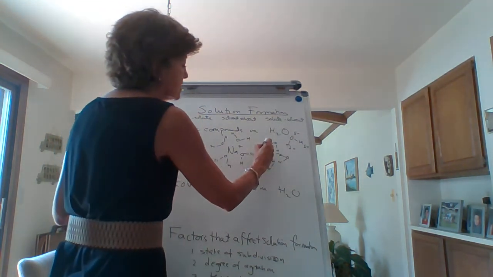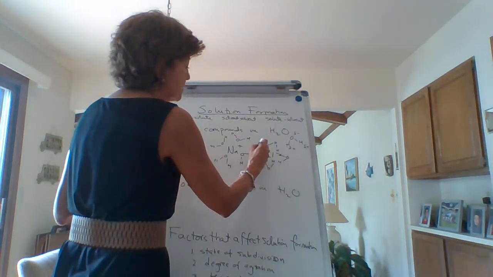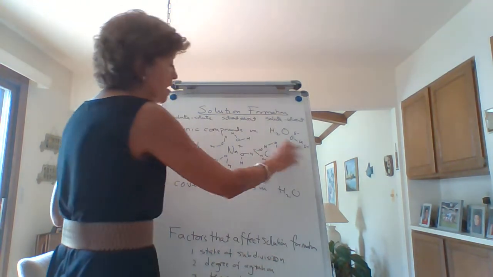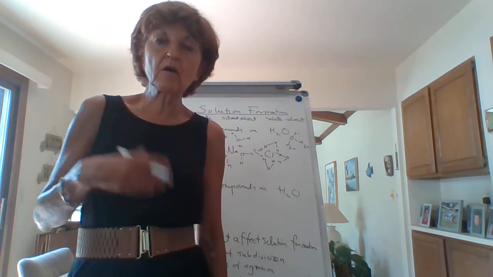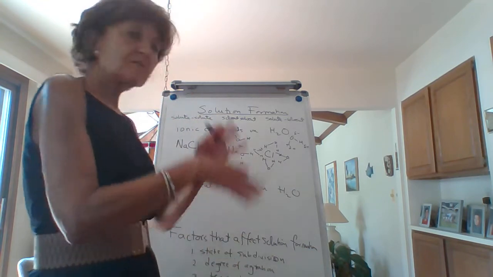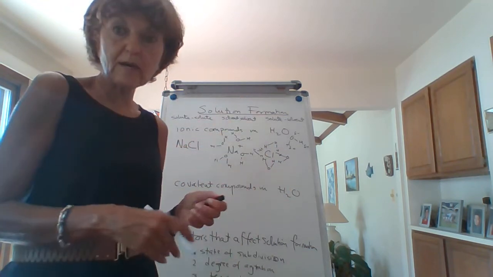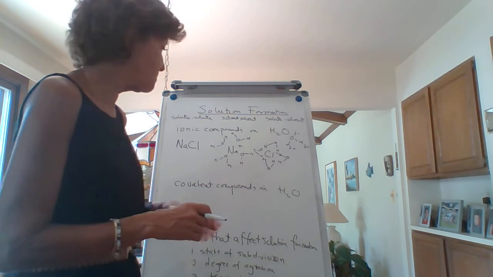So we call these hydrated ions, and that on a molecular level is actually what happens when any ionic compound is dissolved in water. It separates out into ions, and this is what happens. You get these hydrated ions.